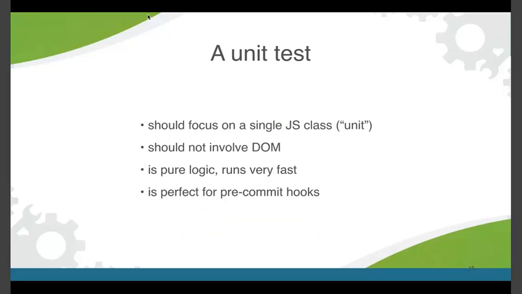A unit test should focus only on a single JavaScript class, as we call it. That would be the unit. It should not involve any DOM, and it should be just pure logic, like math library, date manipulation, financial calculation, and so on. And since it's just logic, it means that the tests will run very, very fast. These very fast tests are a very nice thing to run inside of your pre-commit hook to make sure that your Git repo or your SVN repo stays functional, and you're not by mistake slowing your team down with some dirty code.